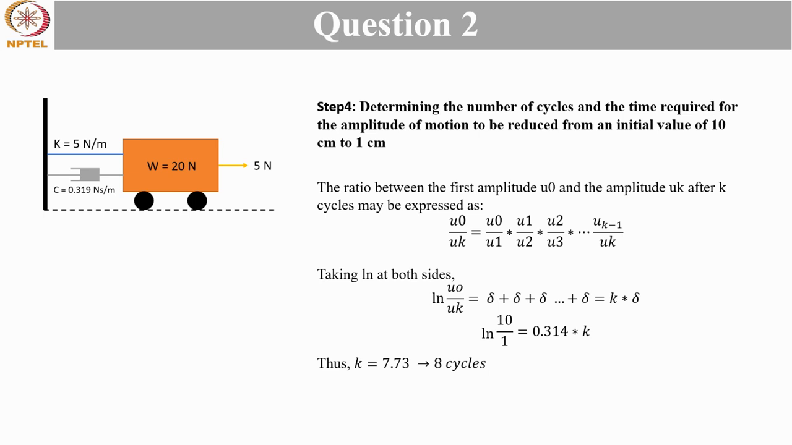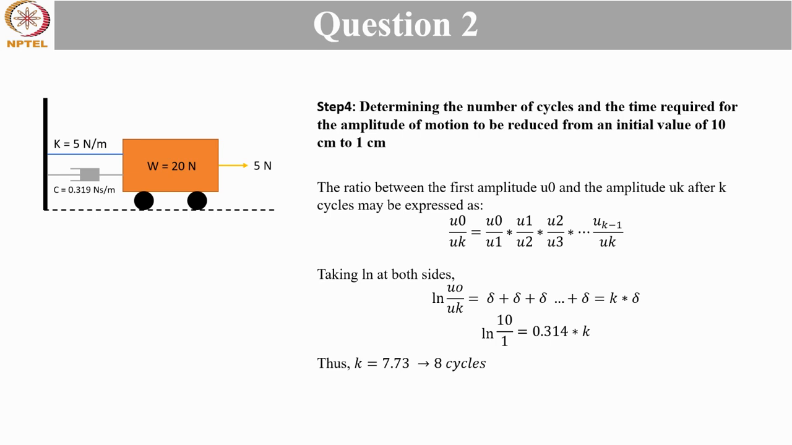Now we know the ratio between the first amplitude and the second amplitude, but we don't know how many cycles it is going through. So the ratio between the first amplitude u0 and the amplitude after k cycles, uk, may be expressed as u0 by uk is equal to u0 by u1 into u1 by u2 into u2 by u3 times uk minus 1 by uk. If you simplify the RHS, it will be u0 by uk only. We have just broken it up into successive cycles, so that we can see the solution.